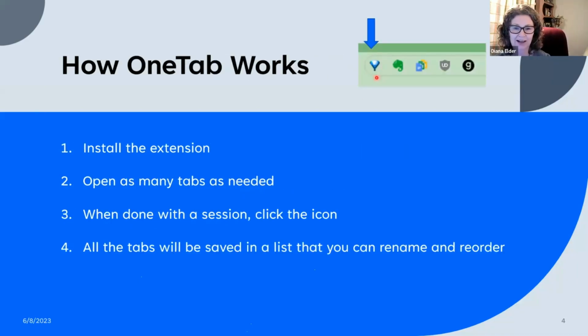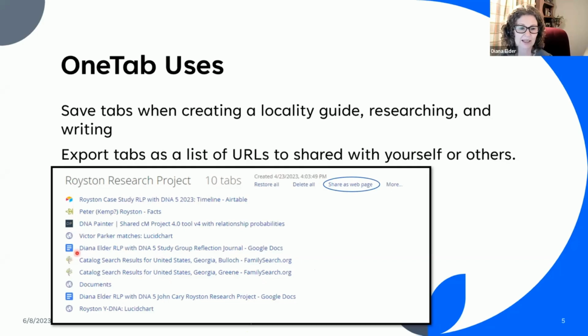So this is what the little icon looks like. And you can see I have a few different extensions up here. This is for Evernote. This is for Google Docs and Sheets and Slides, etc. So you install the extension and then you'll see the little funnel. So that's the idea, that it's going to funnel all of your tabs into just one place. So you can open as many tabs as you need, and when you're done, click the little icon, and then it funnels them into a nice list that you can rename, and you can also reorder your list.